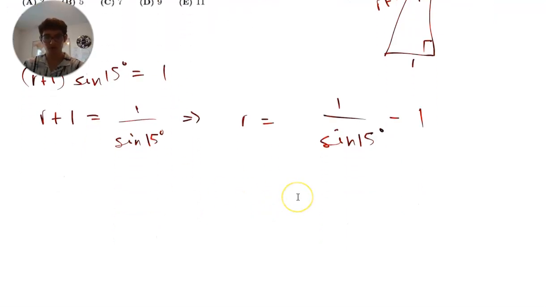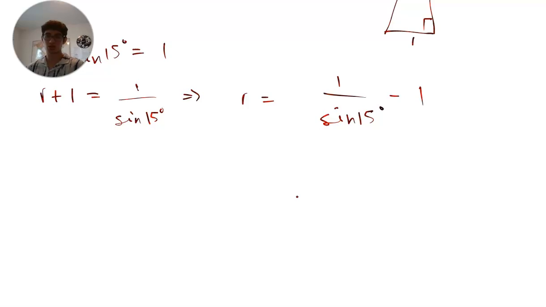Anyway, now we need to find sine of 15. Here's the issue: one of the formulas for sine of 15 you can get by doing the square root of 1 minus cosine of 30 degrees, divided by 2.